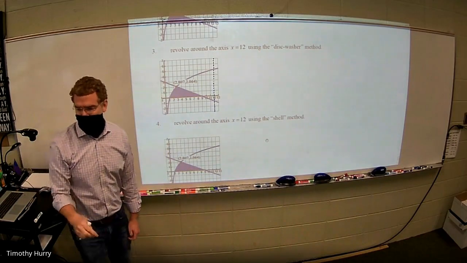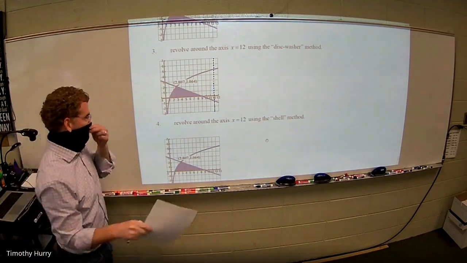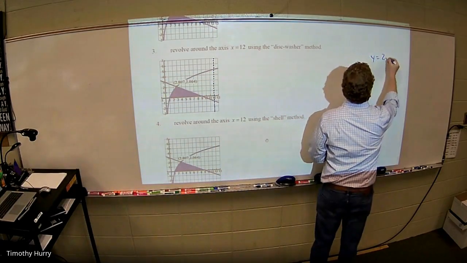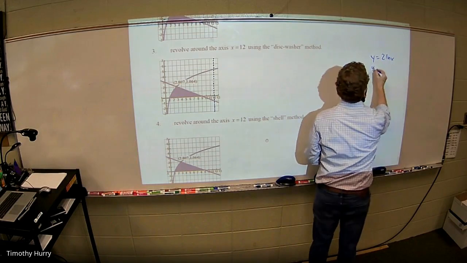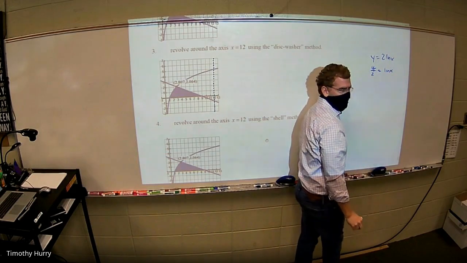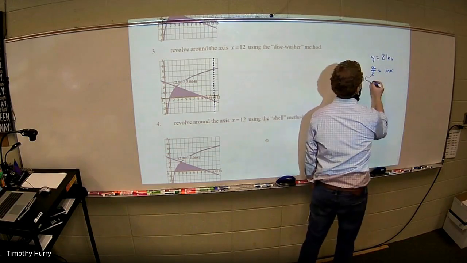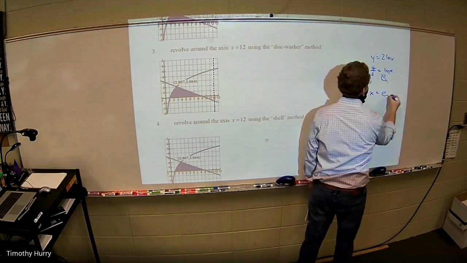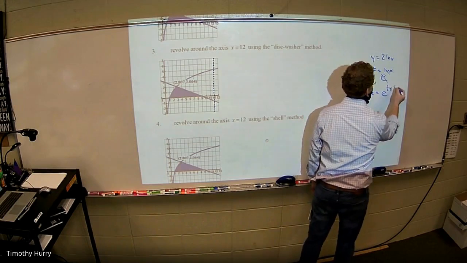I'm going to have to change my functions. So the first function was y equals 2 ln x. So I'm going to have to divide by 2. And then what? Exponentiate. So e both sides. So I get x equals e to the 1/2 y, or e to the y over 2.